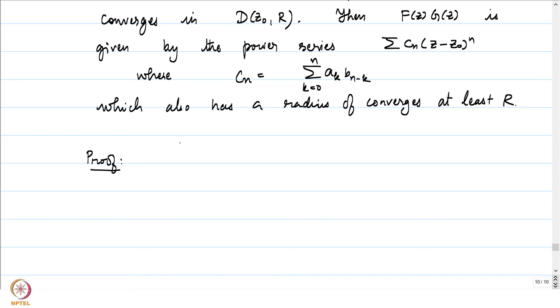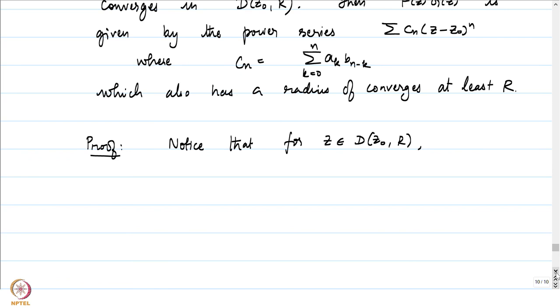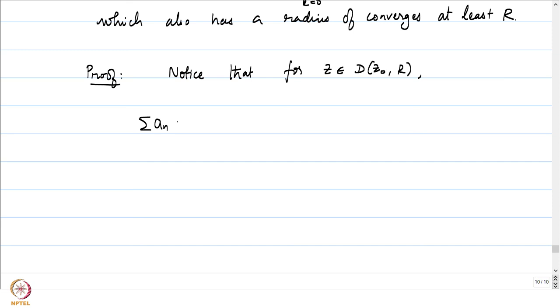Nevertheless, notice that for z in D(z0, r), the summation an (z minus z0)^n converges absolutely. Both this and the summation bn (z minus z0)^n, both of them converge absolutely.